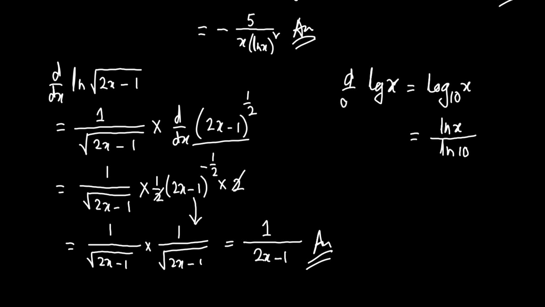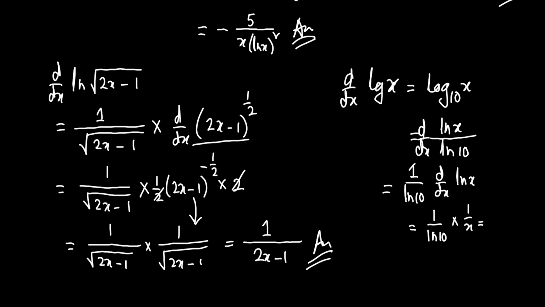So differentiating lgx, differentiating ln x by ln 10, is the same thing. Just write 1 by ln 10 in front of it first, because in ln 10 there is no x function, no variable, so it's a constant. We put it first as a constant, then only the ln x we have to differentiate, which gives us 1 by ln 10 into 1 by x. So our final answer is 1 by x ln 10. This is our answer to this question.